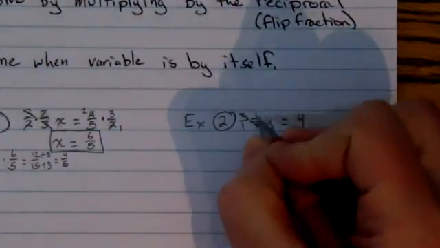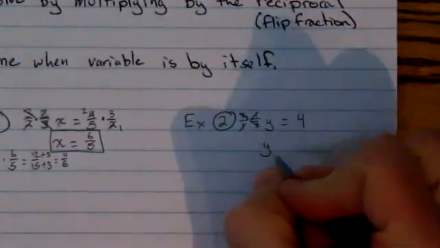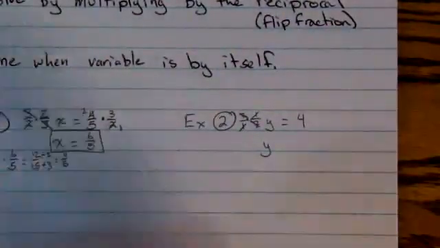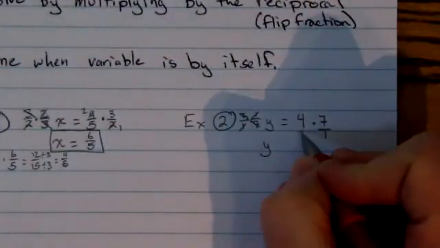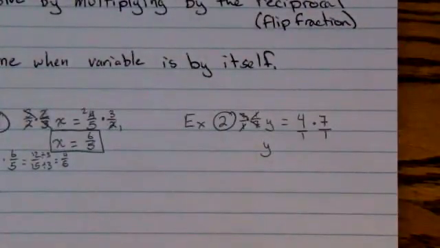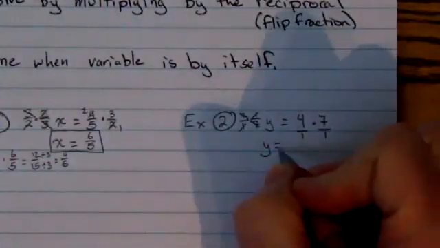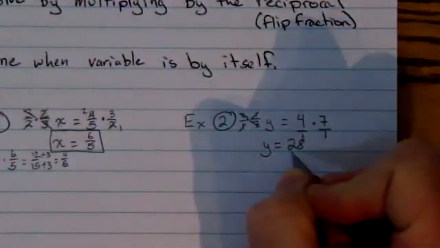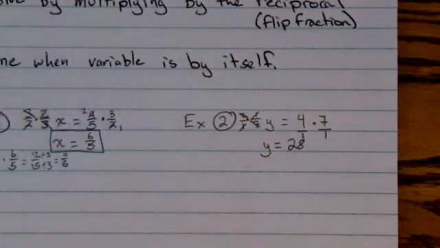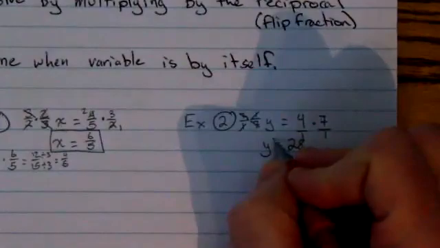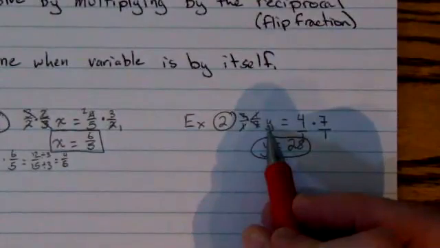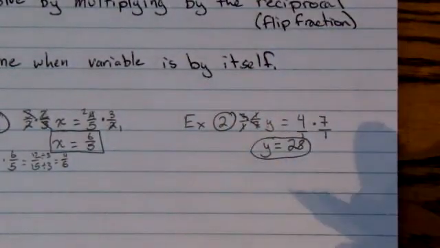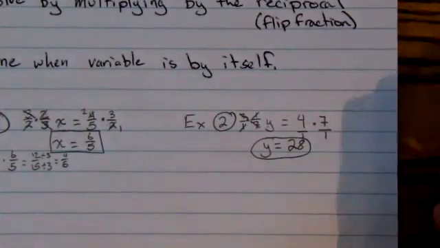The 7's will cancel out, the 1's will cancel out, leaving us with y. If I multiply by 7 over 1 on this side, I have to multiply by 7 over 1 on this side. And if you remember, all whole numbers are over 1. So we have 4 times 7, which is 28, and we have 1 times 1, which is 1. And any value over 1 is a whole number. So our final answer is y equals 28. You could plug 28 back in for y. 1/7 times 28 would give you 28 over 7, and 28 over 7 is 4. So that's how we prove that answer.